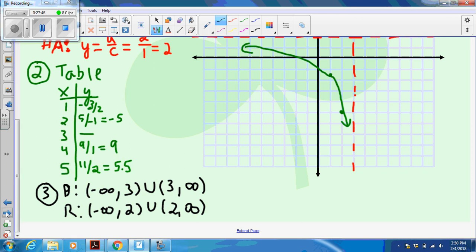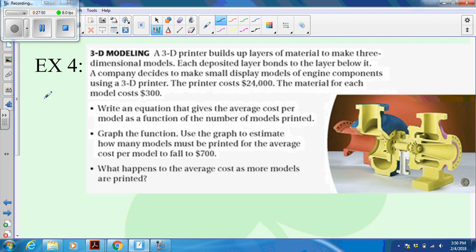Okay, so for our last problem, it's going to be a word problem here. So example 4, it says a 3D printer builds up layers of material to make 3-dimensional models. Each deposited layer bonds to the layer below it. A company decides to make display models of engine components using a 3D printer. Now the printer itself costs $24,000, and the material for each model they make costs $300.